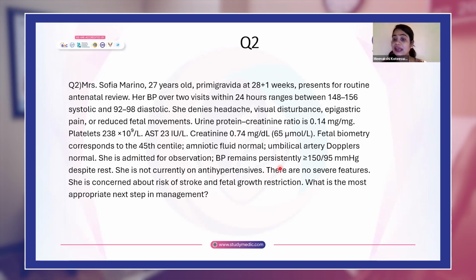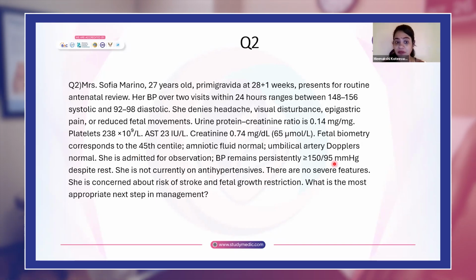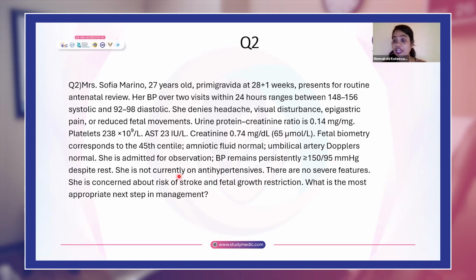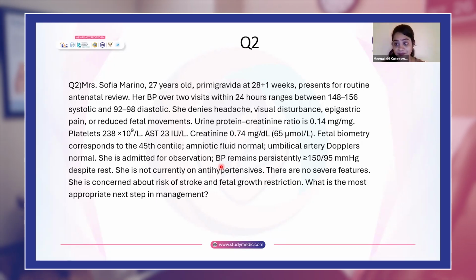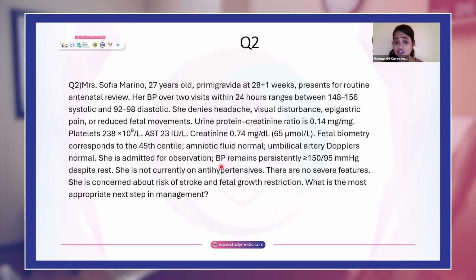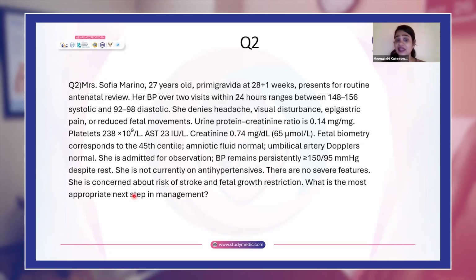BP is persistently above 150/95 millimeters of mercury, and she's not currently on any kind of antihypertensives, and there are no other severe features. She is concerned about the risk of stroke and fetal growth restriction. What is the most appropriate next step in the management?